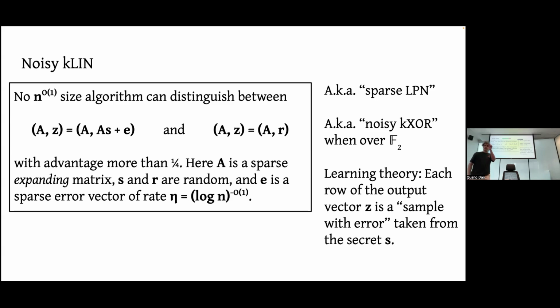You can think of each entry in this output Z vector as representing a noisy sample of the secret, because what is the Zi entry? It's just some row of the matrix A dot producted with the secret and then plus an error term.